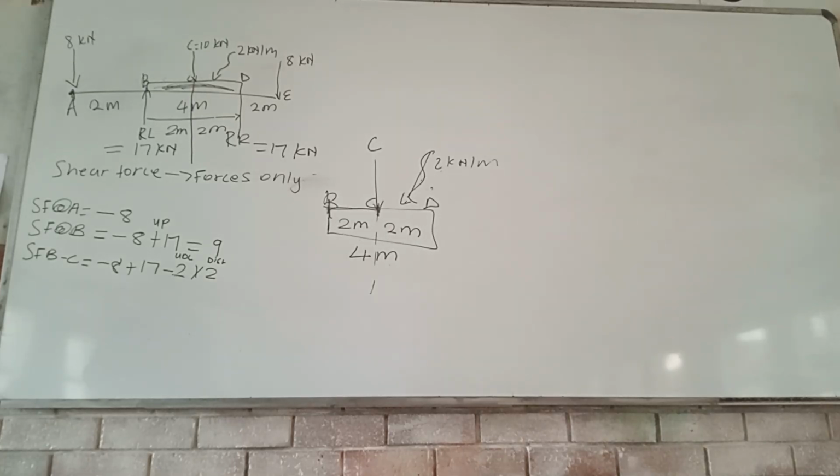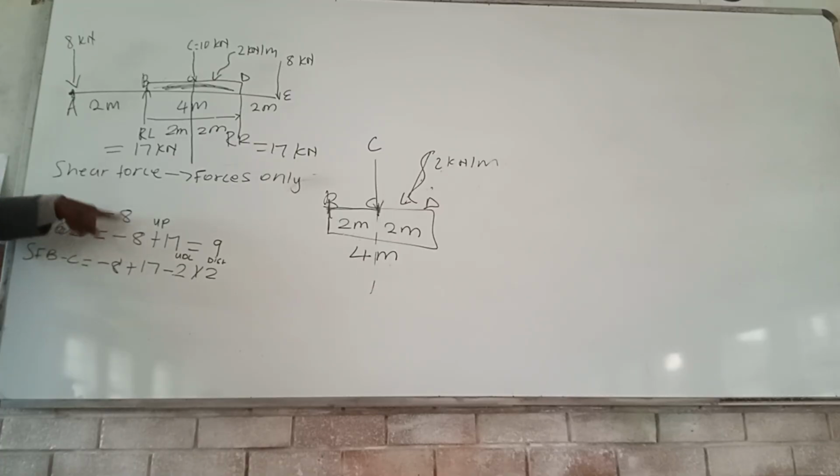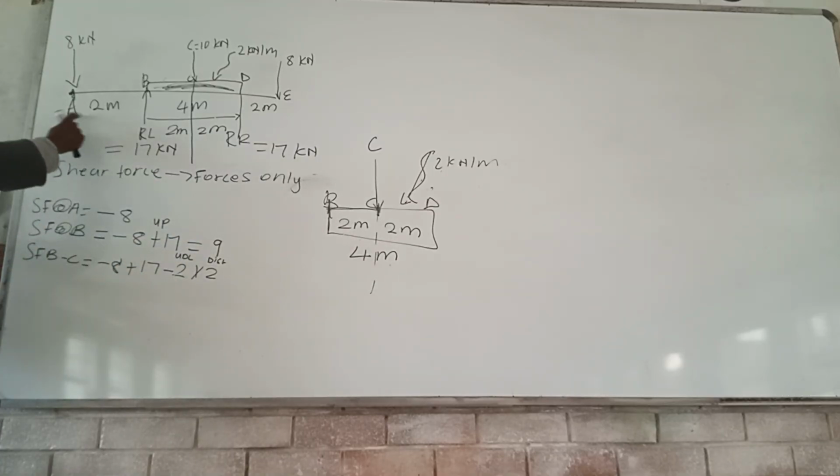Okay, let us continue. That one again. Shear force at A is going to be -8 kilonewton. It's a downward force, so it's negative again. Shear force, we're talking about forces only. So from A to B, there's no force, so you are not going to calculate shear force from A to B. We are now going to shear force at B, which is this one.